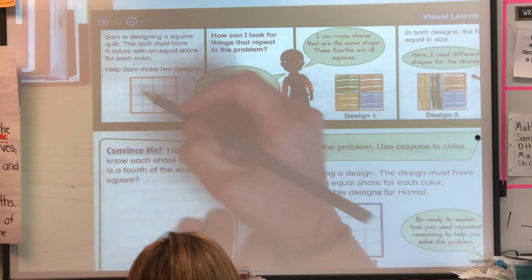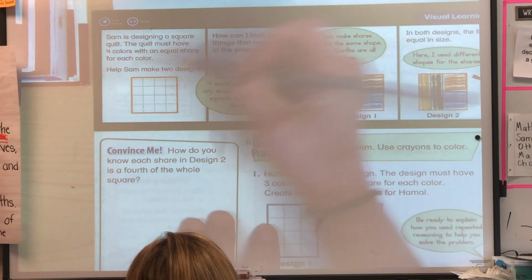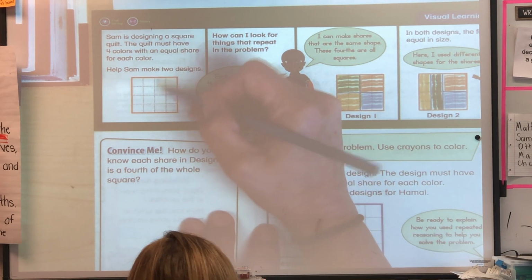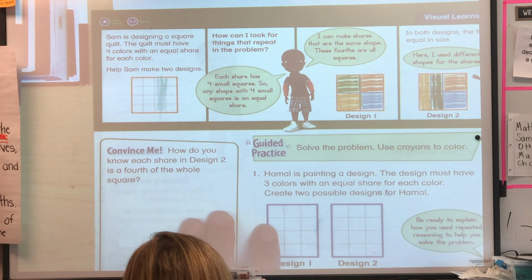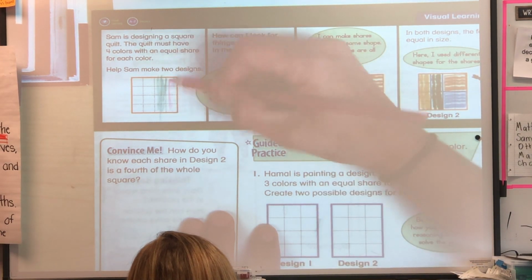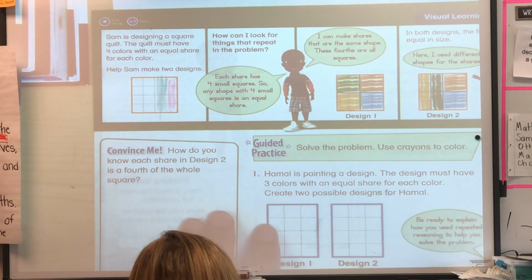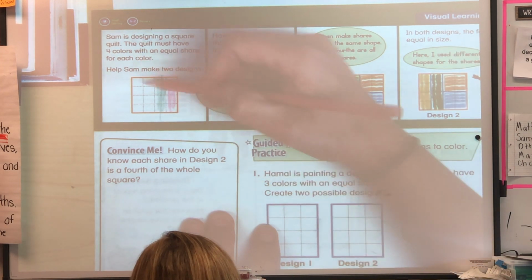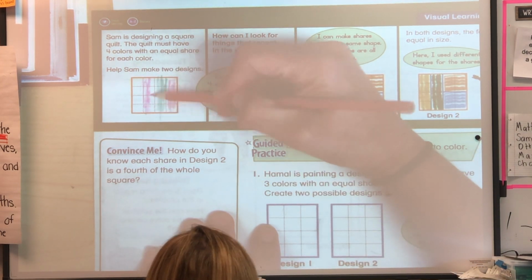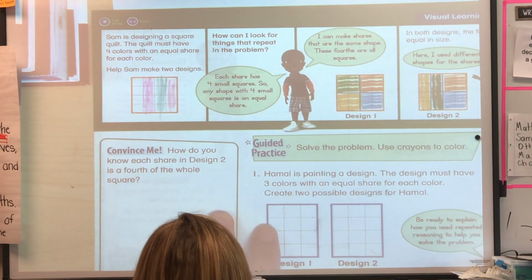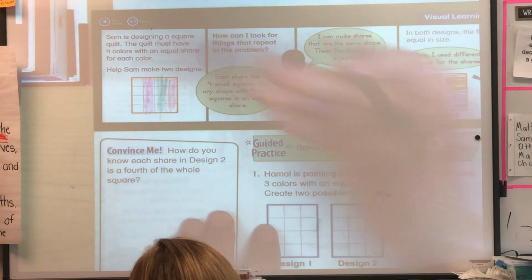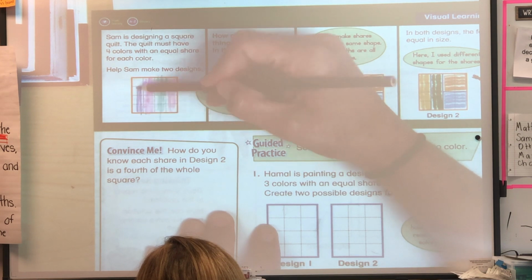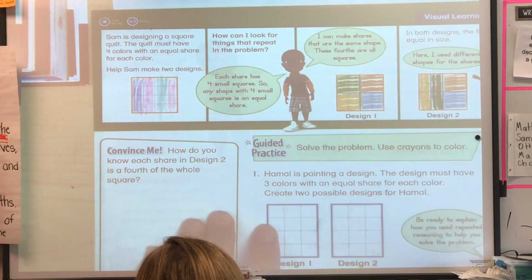So we can take our design and we could do 4 squares, or we can do a long and a long, or we can even do all longs. Is that equal squares? Yes, it is.